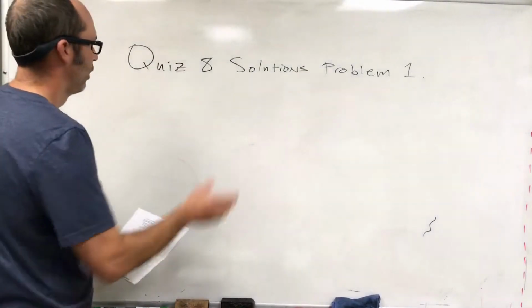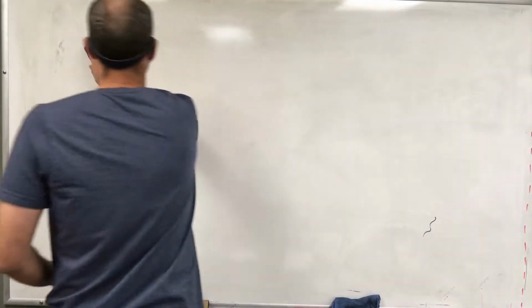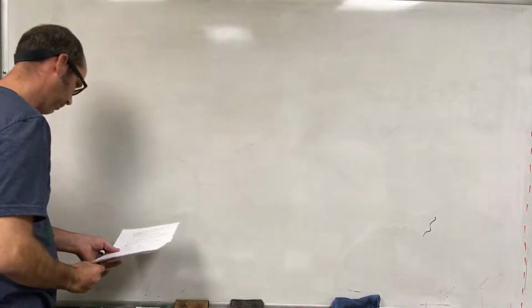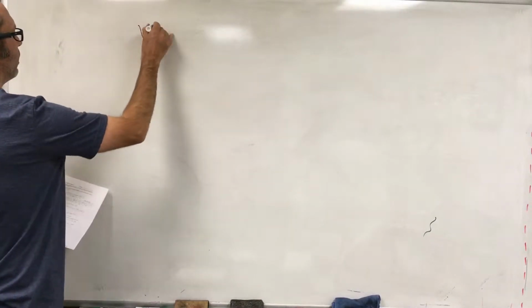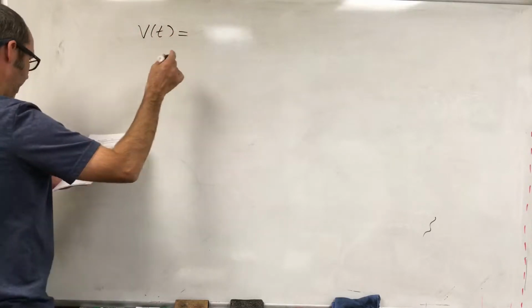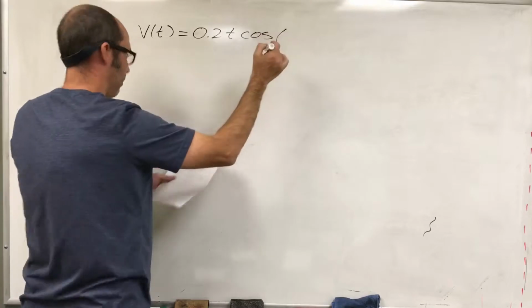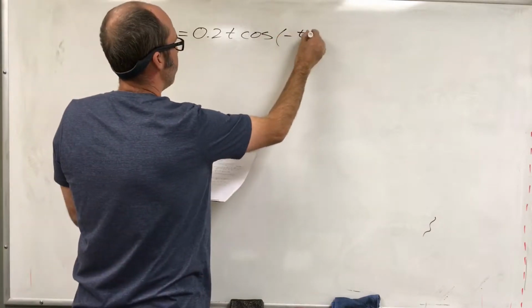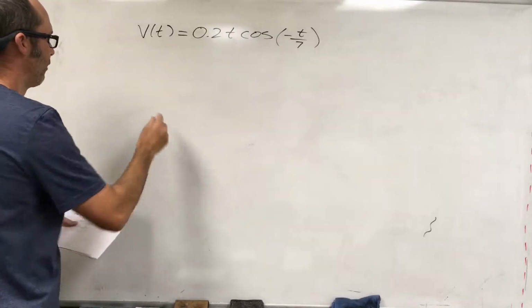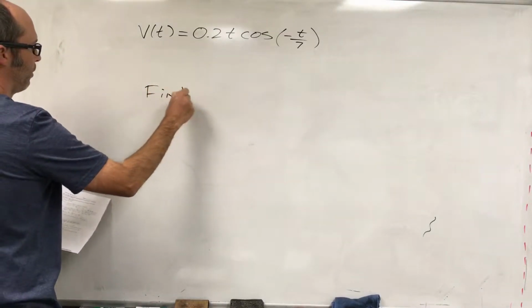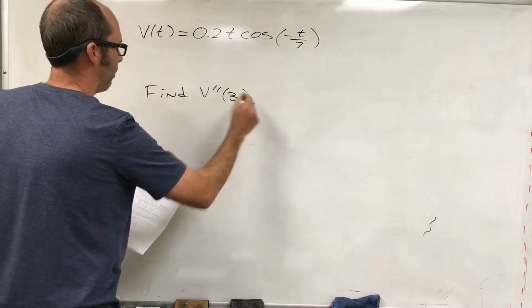Okay, Quiz 8 Solutions, problem 1. V of t equals 0.2t cosine of negative t over 7. You want to find v double prime of 3.